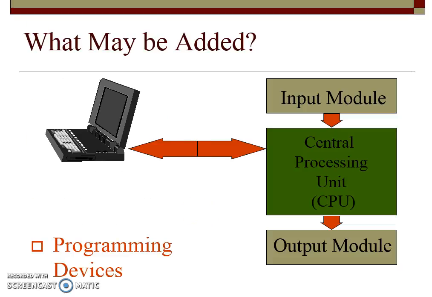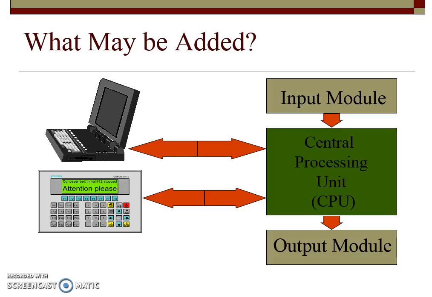So what are the accessories needed for the PLC? First is the programming devices. It is a PC or handheld device, which is used to download the program to the CPU. Then operator interfaces. Nowadays operator interfaces means HMI, the human machine interface system. It is like a touch screen.